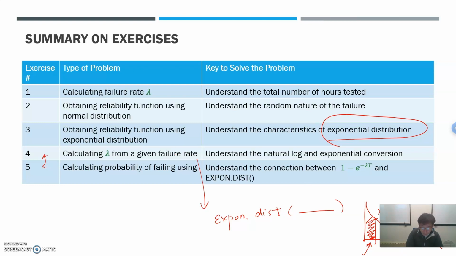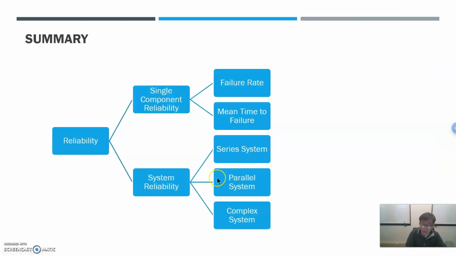So this is it on the reliability. Next Tuesday, I'm going to demonstrate the reliability of systems. That is not as math intensive as this particular section.